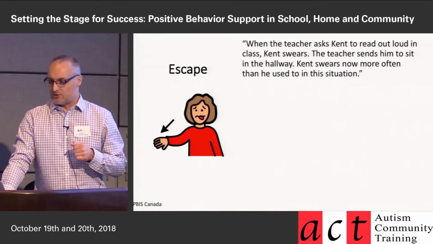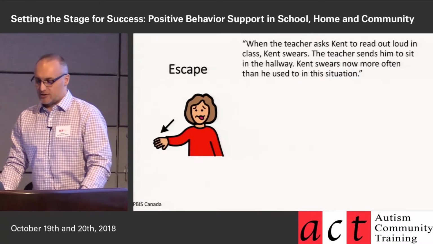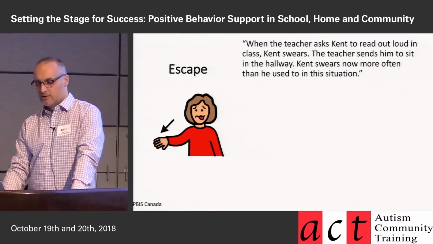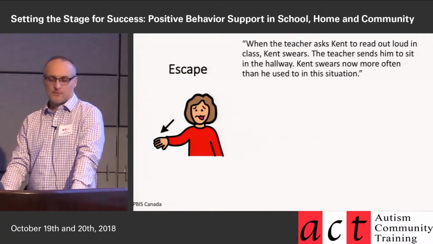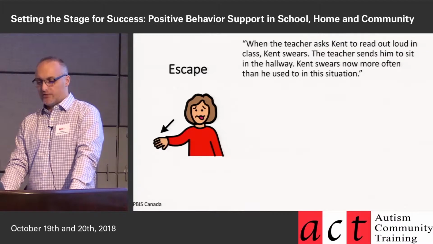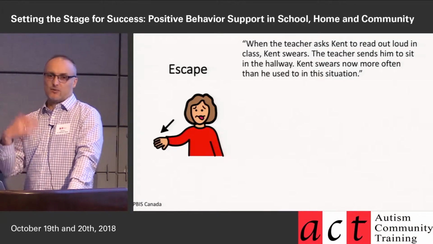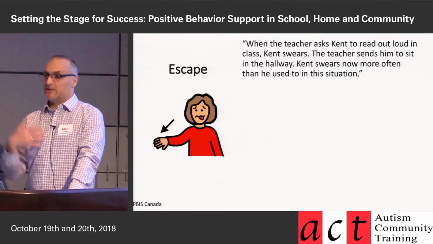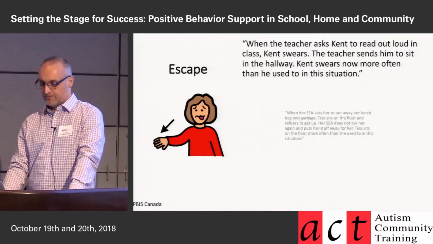So let me run you through some examples of escape. When a teacher asks Kent to read out loud in class, he swears. The teacher sends him to sit in the hallway, seems appropriate. Kent swears more often than he used to in this situation, which means sending him to the hallway is allowing him to get out of what he didn't want to do, escape.